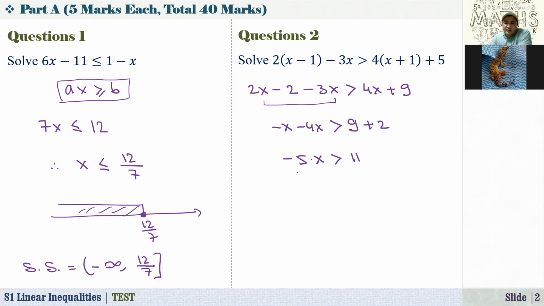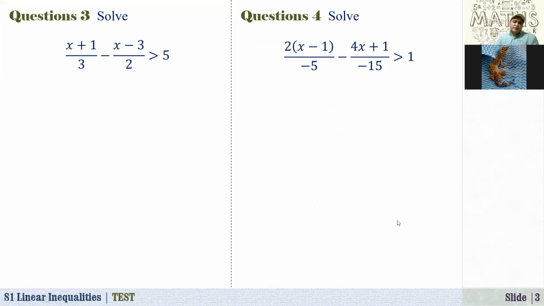Now, how can I eliminate negative 5 from the left-hand side? We should divide both sides by negative 5. And as you know, if we divide both sides by a negative number, we also have to change the direction of the inequality sign. So at that time, x will be less than minus 11 over 5. So that is the solution of this inequality. Or the solution set, we can write it as from minus infinity to 11 over 5, not inclusive.